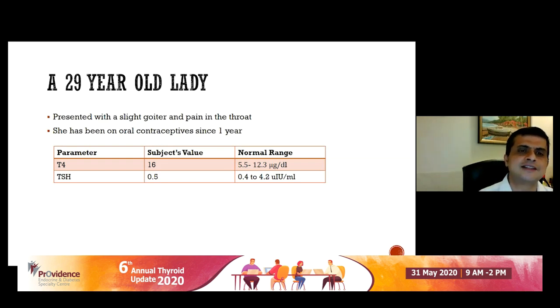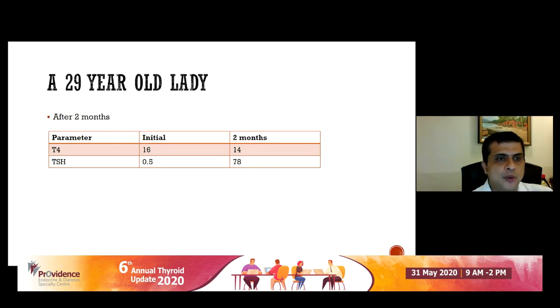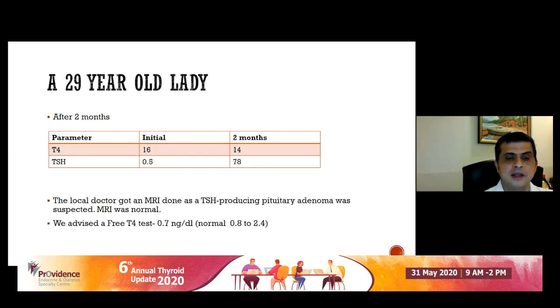So I will discuss this case later. I'll allow you to think about this case. I'm sure many of you would have guessed the answer, but I'll just discuss this case, telling you what happened next. After 2 months, when this lady was tested, the T4 was still high, 14. She was still on oral contraceptives, but the TSH went to 78. So what happened in this case? The local doctor, the GP, before referring, got an MRI done because he said, oh, TSH is high, T4 is also high, so it could be a TSH producing pituitary tumor, but the MRI was normal.